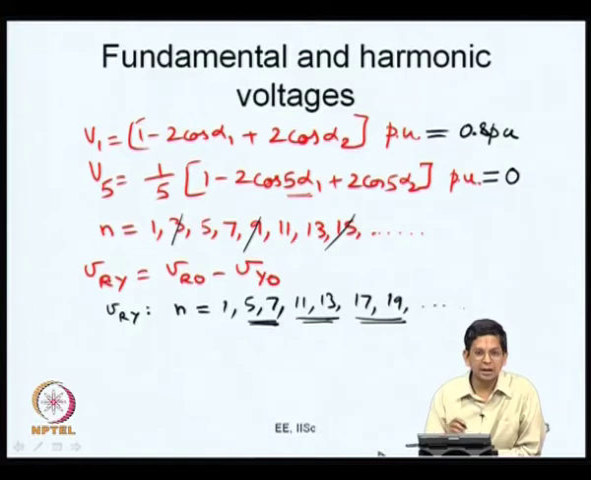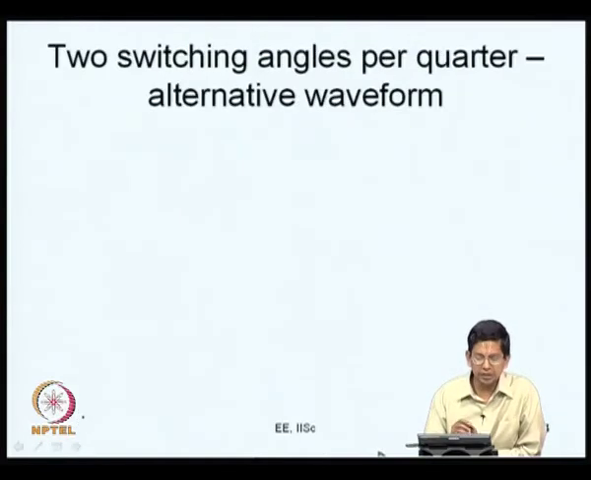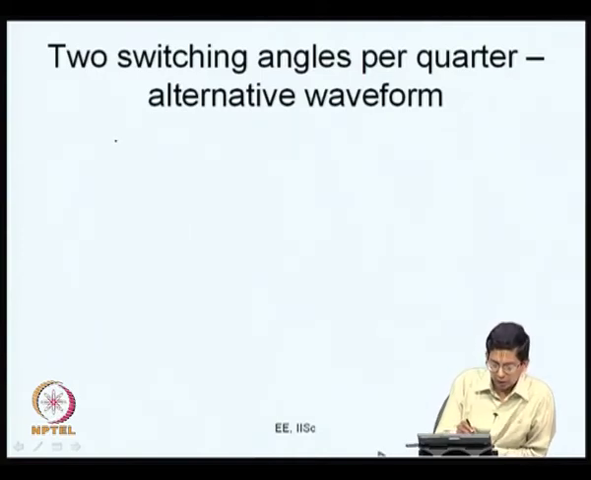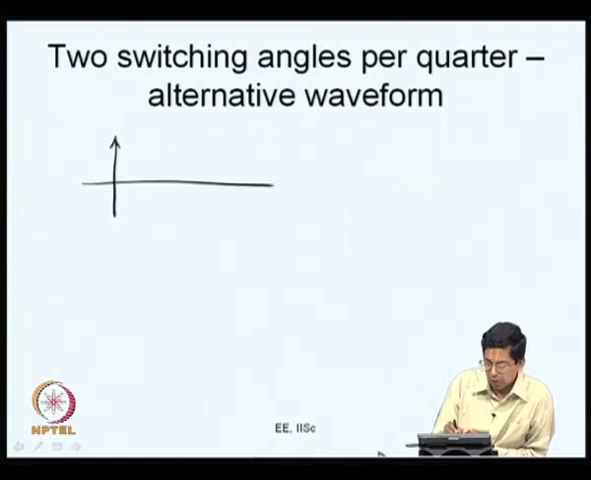We will deal with it a little later. Before that, let us try to understand the various possibilities. The same fundamental voltage can be obtained through various pairs of alpha 1 and alpha 2. That is what we have now. So, here it is better to see that there is an alternative waveform also with 2 switching angles per quarter. The alternative waveform, as I was saying, could be like this.